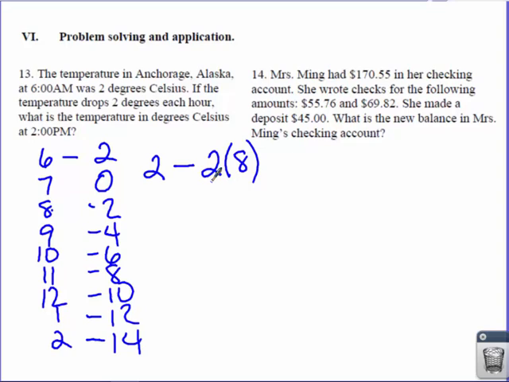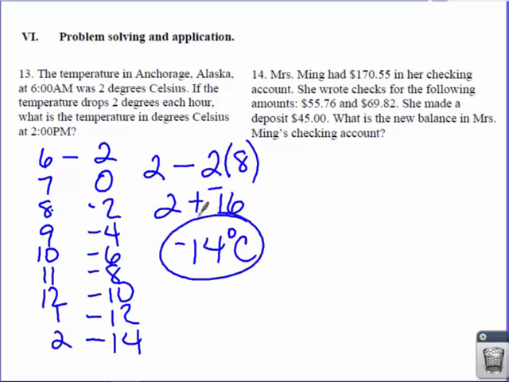Okay, so if we actually do the math in order of operations, we're going to do the math here first. 2 times 8 is 16. So now we have 2 minus 16, which we know when we're doing integers, change subtraction to addition next to its opposite. Negative 16 and 2 make negative 14 degrees Celsius. So my answer is negative 14.